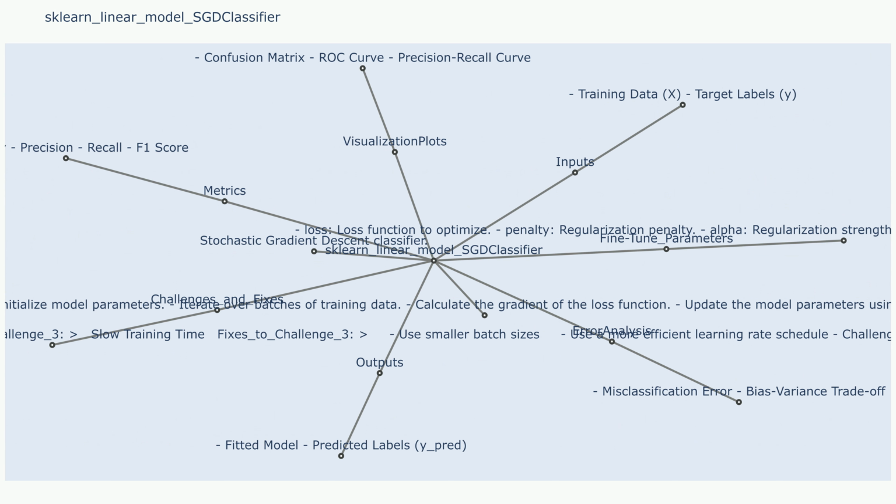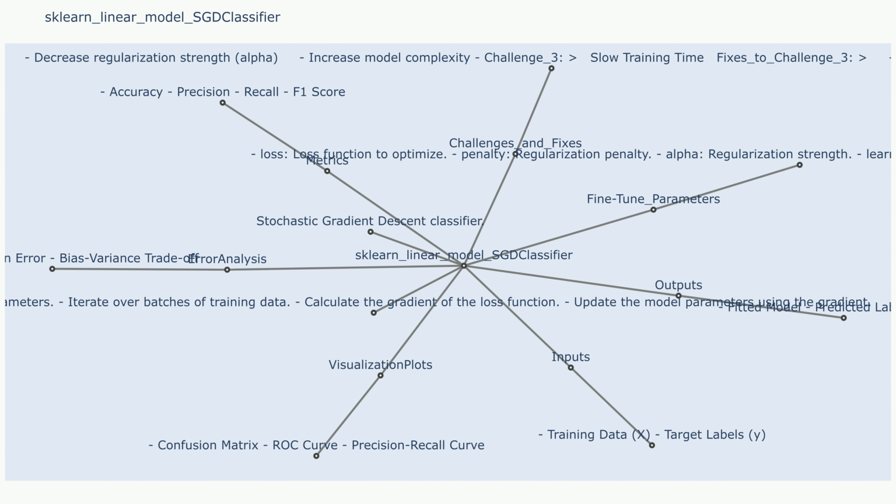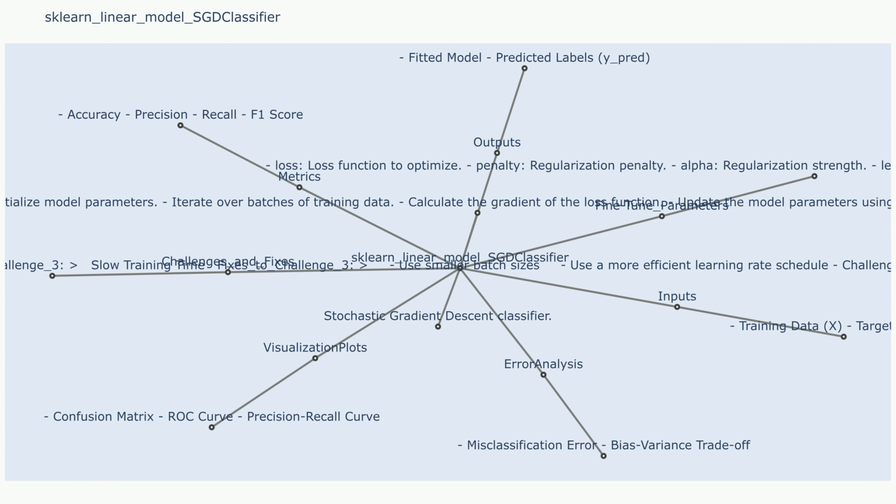Alpha, the strength of the regularization term. Higher values correspond to stronger regularization. Learning rate, the step size taken during parameter updates. Options include constant, optimal, InvScaling, and adaptive. Eta 0, the initial learning rate used when learning rate is set to constant.